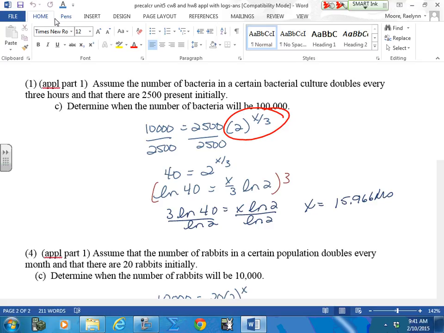So now, when you need to bring down the exponent, you need a log. Whether you use an ln or you use a log, it works the same way. Now, a couple of you got a little confused with the fraction. Get rid of your denominator. Multiply both sides by the denominator. So I multiplied both sides by 3.